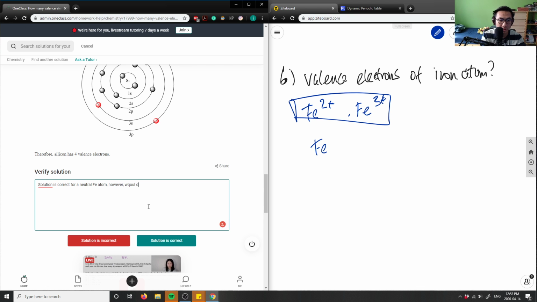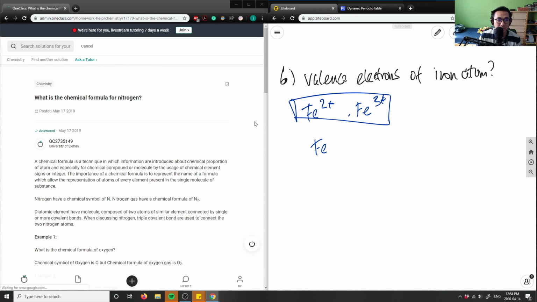However, would have liked to see solutions for Fe2+ and Fe3+ as well, because iron is a multivalent atom. So I'm going to say the solution is correct here. So that's good. That was number 6.